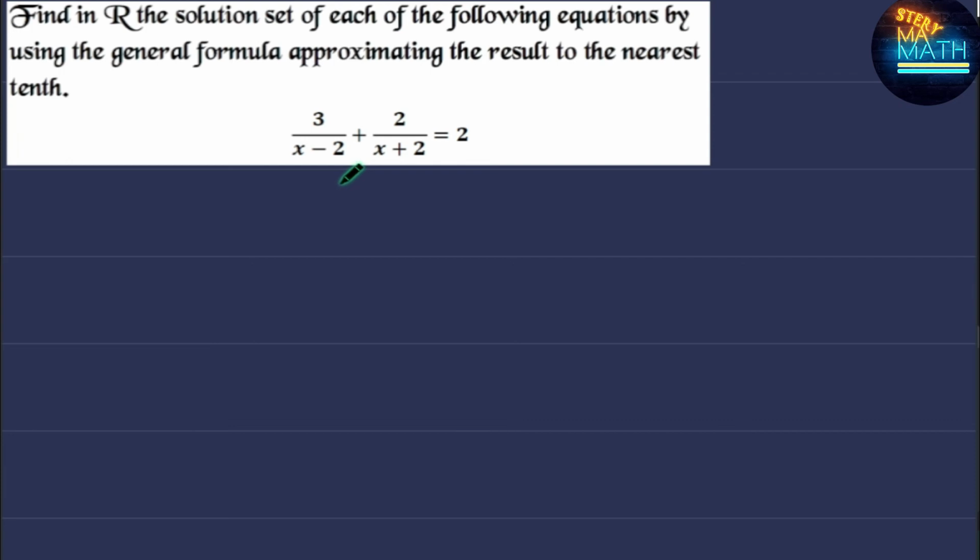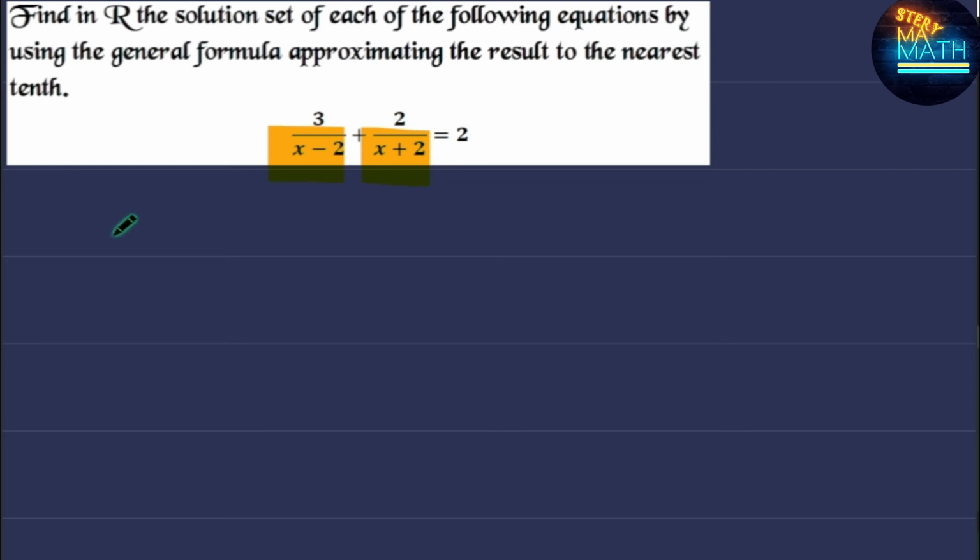But let's focus on the problems that we have. What are the problems? We have x minus 2 as the denominator in the first fraction, and x plus 2 as the denominator in the second fraction. So first, we have to get rid of all of these denominators. How to get rid of these denominators? Think about that. You can pause the video here and think about it.